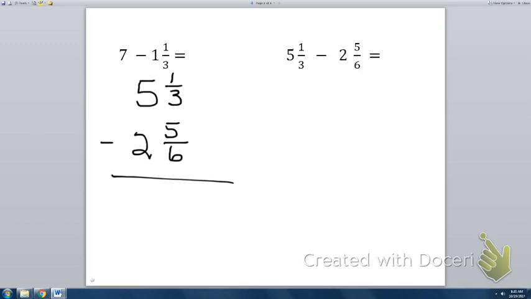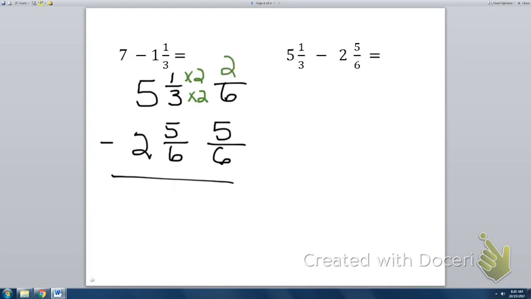Okay, now let's take a look at the second fraction, 5 1/3 minus 2 5/6. You know that you don't have a common denominator, so we know from doing this problem earlier, we can divide 3 into 6. So we can use the larger denominator of 6, and that means this one's already done. 5/6 is already in 6ths, and that also means that we only have to convert the top fraction. So 3 times 2 is 6, and 1 times 2 is 2.